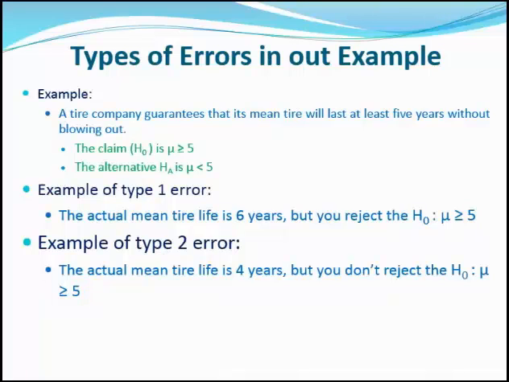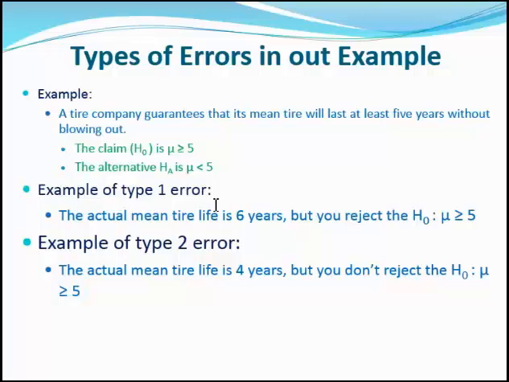Okay, so here are some examples over here. A tire company guarantees that its mean tire will last at least 5 years, as we discussed before. The null hypothesis, which is the claim, is that the mean is greater than 5. The alternative hypothesis, the HA, is where the mean is less than 5.